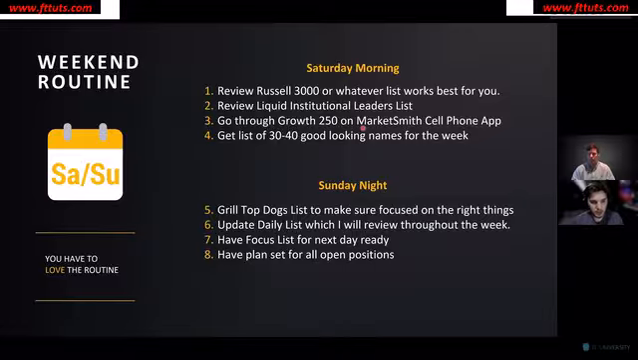And how long does this usually take you? So again, I'm not doing this as much anymore. If you're starting out, you should be doing this every weekend, no doubt about it. It's such an important exercise. But this probably takes me about an hour. I'm usually doing this part, the Growth 250, in the car, whenever we're driving somewhere or something like that.